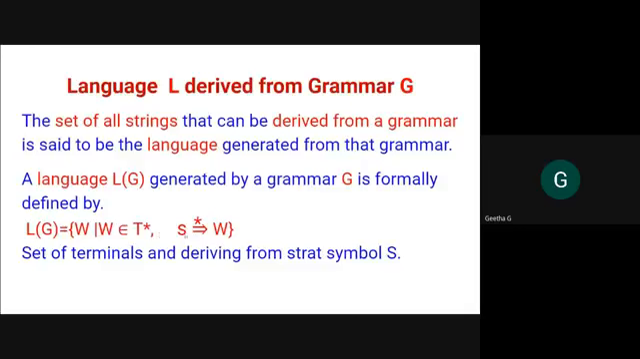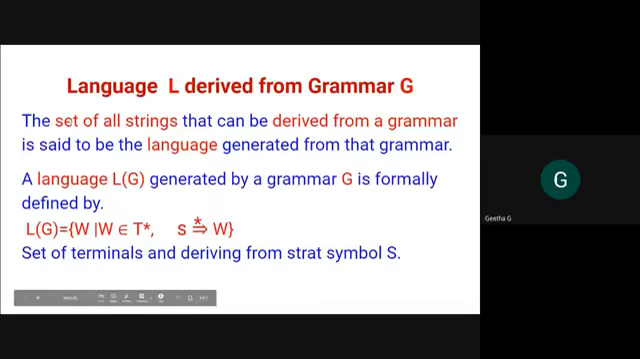What are the 2 conditions? All the symbols in the word W, or string, are terminals, and it has to start from S. S derives W. You cannot start elsewhere and derive a word; from S you should derive the string W. So that is the two conditions, and W contains only terminal symbols. This is what a language LG is defined as for a grammar G.